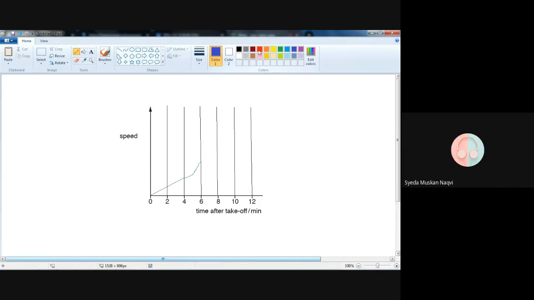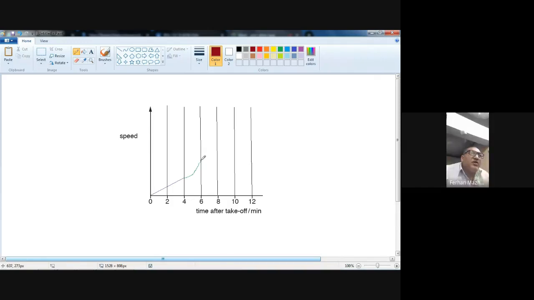6 to 10, decreasing acceleration. Then the speed is increasing, but the acceleration will be decreasing. You see this curve, its gradient is gradually decreasing. The new curve which I've drawn there from 6 to how much? 10. 6 to 10. Oh, sorry. 6 to 10. Let me draw it again. From 6 to 10.